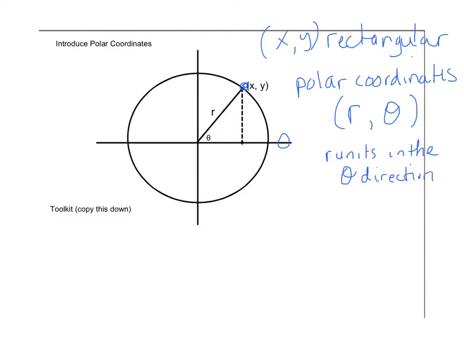And doesn't that sound a little bit like a vector? Because it's true, it has magnitude and direction. Here's your magnitude, here's your direction. So polar coordinates. All right, so let's talk about some of the things we know from a right triangle.